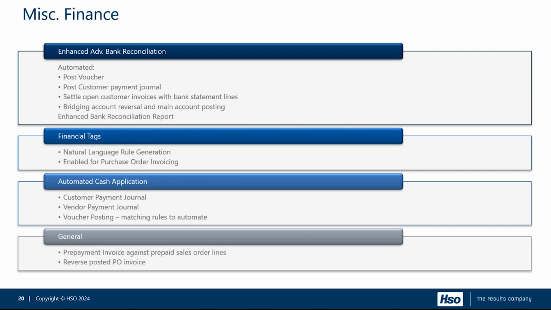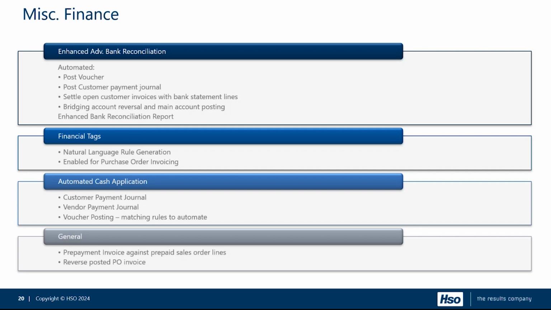You used to have to bridge those transactions and then do the reversal manually and then post in the main account. When it sees those transactions come in, you can configure it to automatically match them, just post that bridging account reversal. And enhanced reconciliation report.